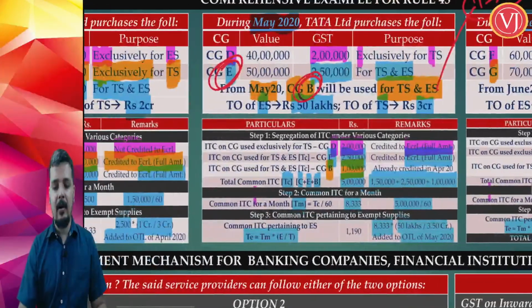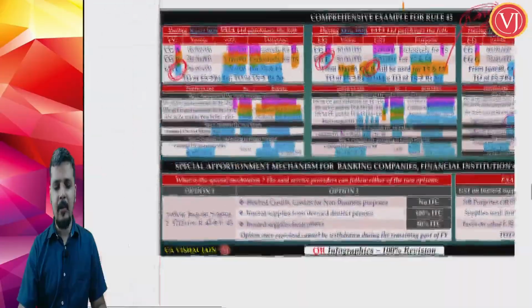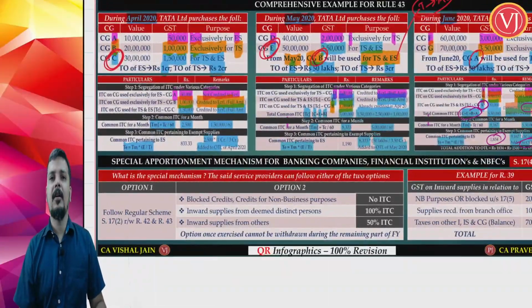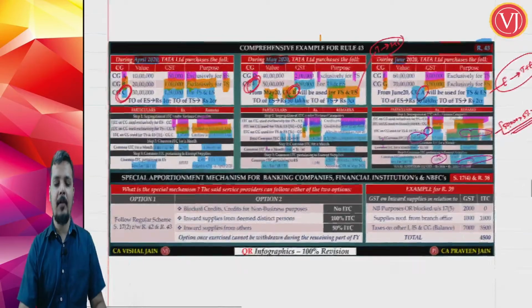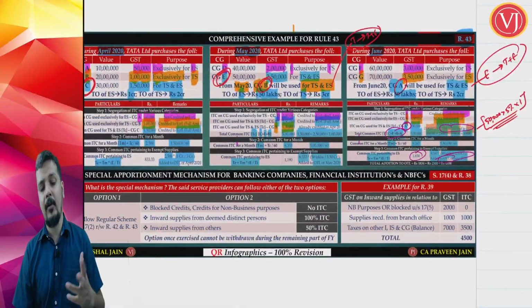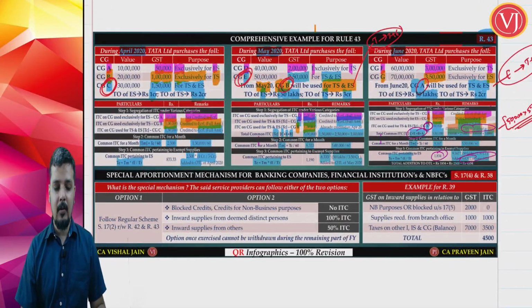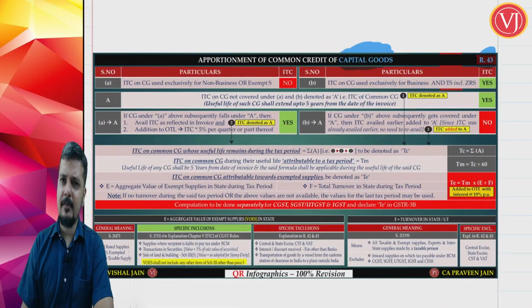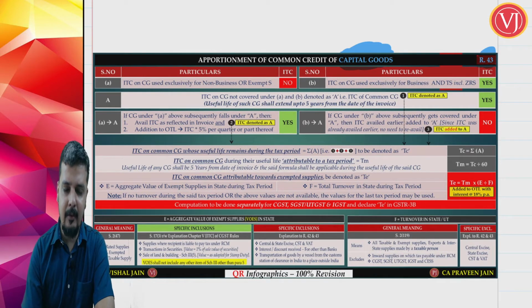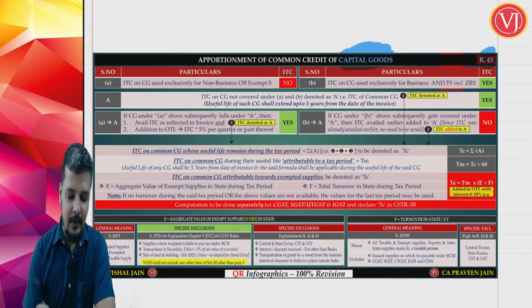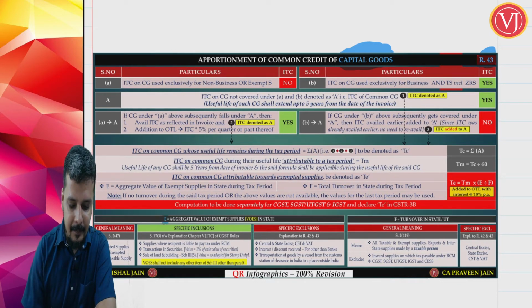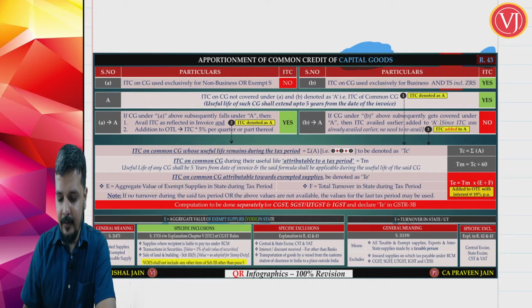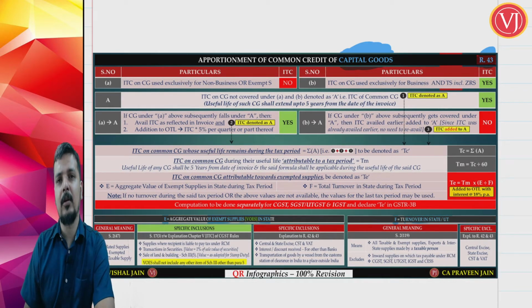So this is all about your common input services and common capital goods. Common input services is there under your rule 42. Common capital goods is there under your rule 43. Now certain special points here. Now certain special points you have to understand: what is exempt turnover, what is adjusted total turnover. So when you talk about exempt turnover, E, aggregate value of exempt supplies, and F, which is nothing but your total turnover, adjusted total turnover and state.